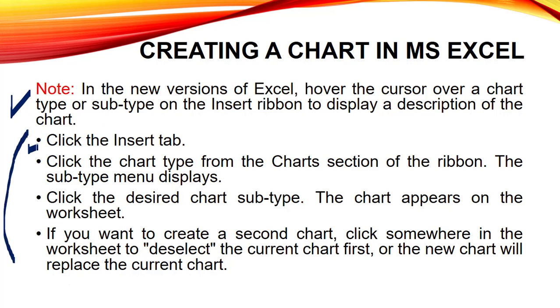Now let's read these instructions very clearly. First we have to click on the insert tab. Then we have to click the chart type that you want to select. You will get some options from over there. You have to select that particular chart that you want to insert in your table. Then you have to click the desired chart type that you want to use in your Excel sheet, and that's it. If you want to create a second chart, you just have to click on any blank section of your worksheet, and then again repeat the same steps.